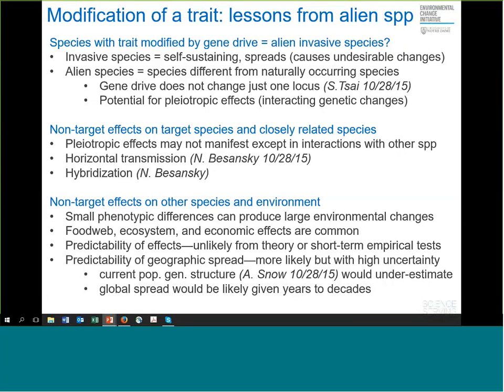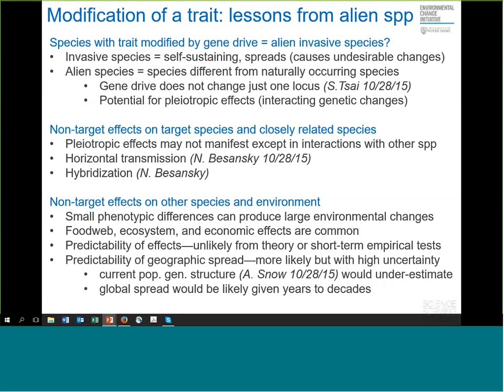Now, there is an area in which I think we have developed theory and ways of applying the theory that give us greater certainty and predictability, and that's the dispersal or the geographic spread of organisms in general, and I would argue that it would apply as well to gene drive organisms as to any other organisms. So, Alison Snow talked a little bit about what we might learn from a current population genetic structure.